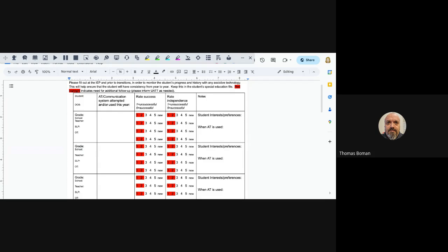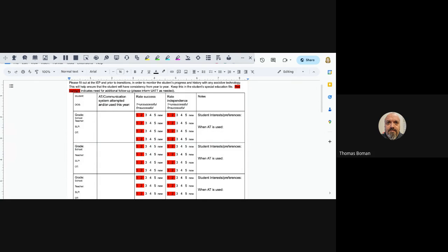This is really, really helpful when our assistive technology team gets pulled in to do an assessment, because we can look at the last 3 or 4 years of what's been tried with the kid, and we know what's been successful, what hasn't been successful, and then we have a place to build on. This takes less than 2 minutes to fill out, but over time, you're able to look at the growth.